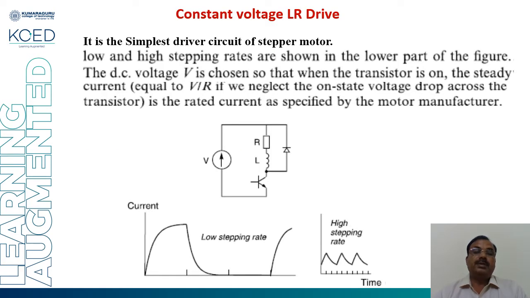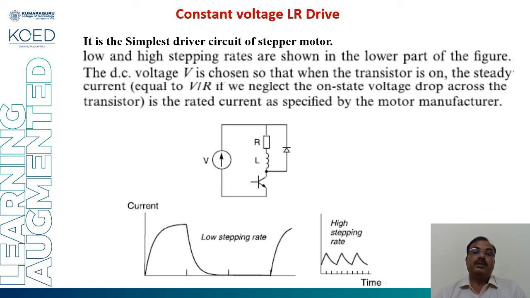So this is the simplest driver circuit of the stepper motor. It is not an external resistance; it is the resistance of the winding and the inductance of the winding only. The diode is connected for the suppression, so it provides a path for the dissipation during turn off.